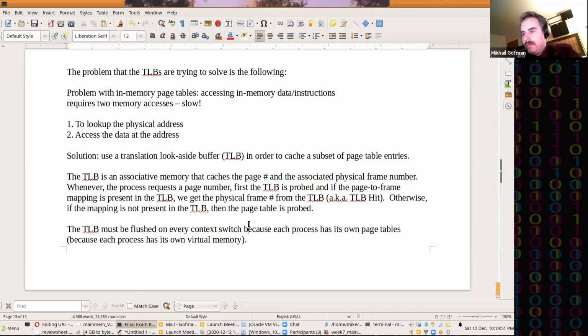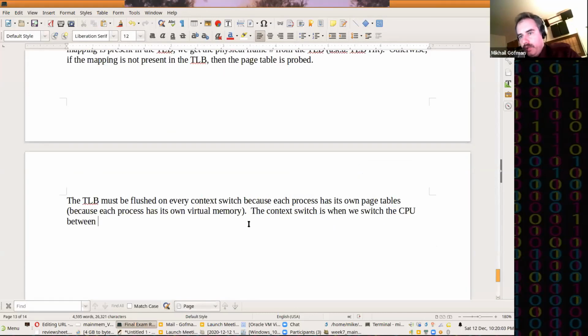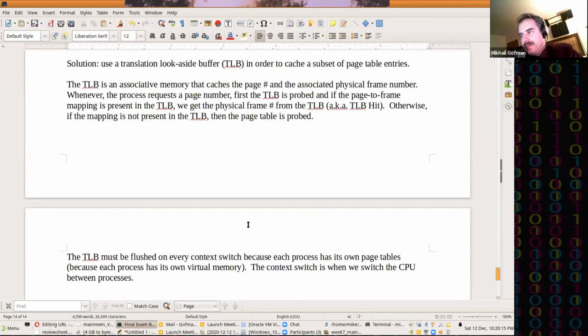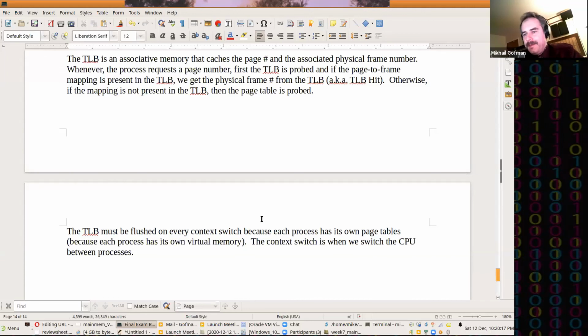Sure. So, okay. The context switch is when we switch the CPU between processes. Oh, yes, definitely. I mean, context switch is very fundamental. And it was covered by the first exam. So, yeah, I mean, it's really important to know that.